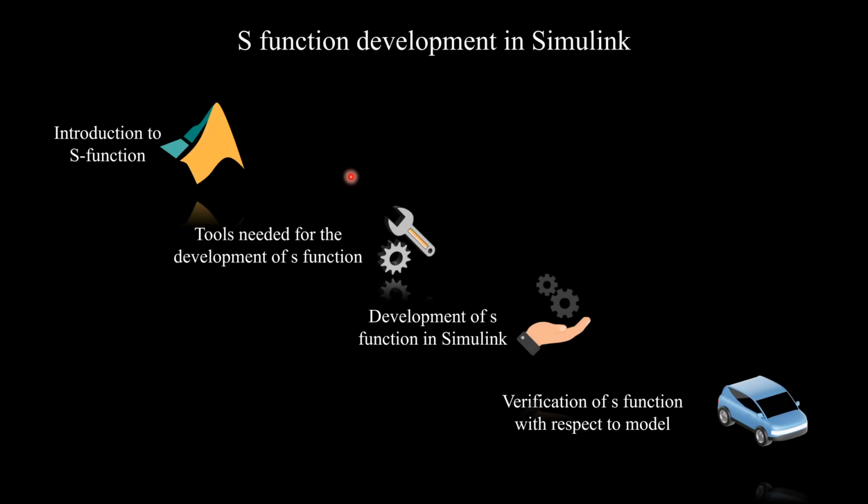So in summary, what we learned in this particular tutorial: we saw what an S function basically is, what basic functionalities it performs, how it is similar to a model and how it is generated from the model. We also discussed the tool that is used to generate these S functions from a Simulink model. We also used the Simulink model that we developed in the previous tutorial to develop the S function that we want to implement. And after that, we verified the response of the S function with respect to the same input that is given to the Simulink model. So this is what we covered in this particular video.